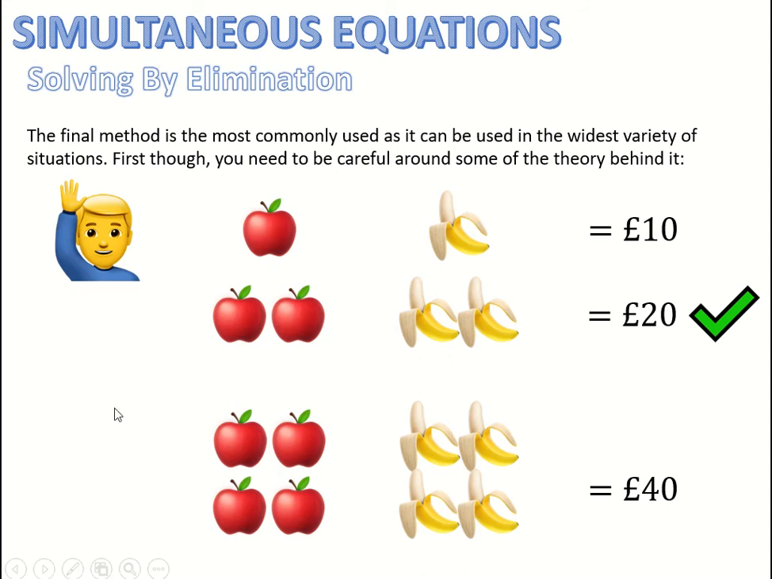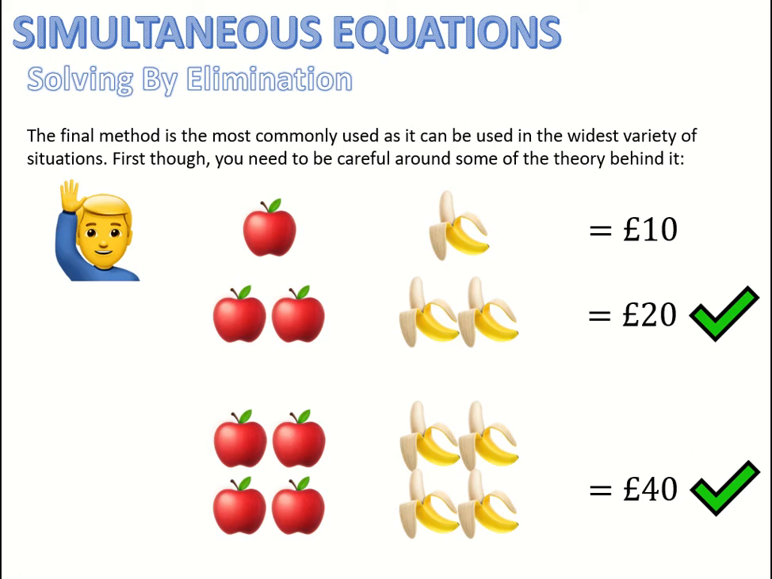That one times by 4, 4 apples and 4 bananas, gives me £40. And this one, if I times it by 2, I get the 4 apples, the 4 bananas, and it costs me £40. So they're fine. I can times through, and the point is I have to times everything through by that same number. It doesn't matter what that number is. It can be positive, negative, a fraction, or a decimal.